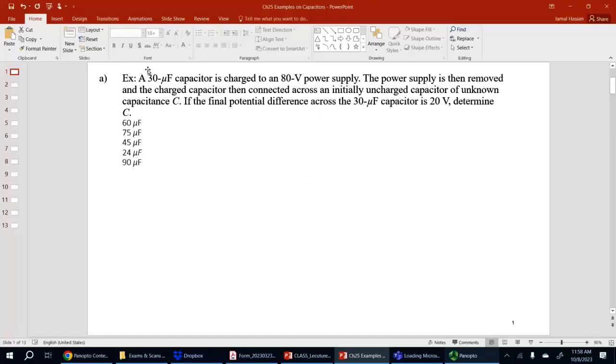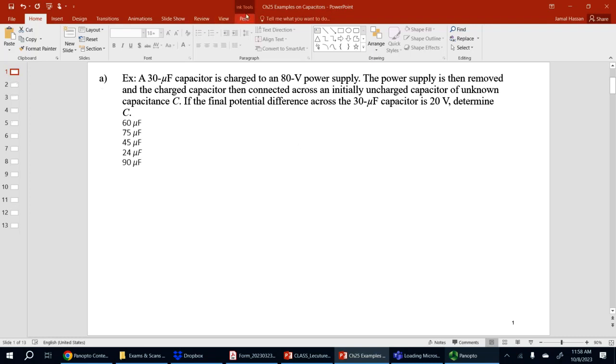Hello everyone, these are a few questions on capacitors. First question: we have a 30 microfarad capacitor charged by an 80 volt power supply. The power supply is then removed and the charged capacitor is connected across an initially uncharged capacitor of unknown capacitance C. If the final potential difference across the 30 microfarad capacitor is equal to 20 volt, determine the value of C.